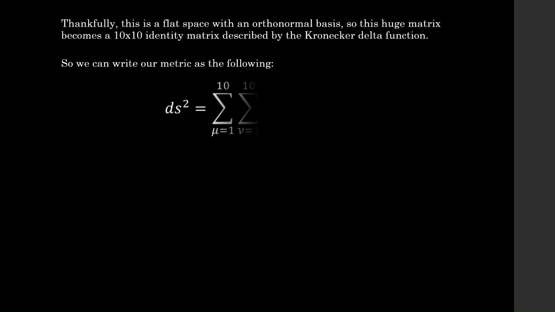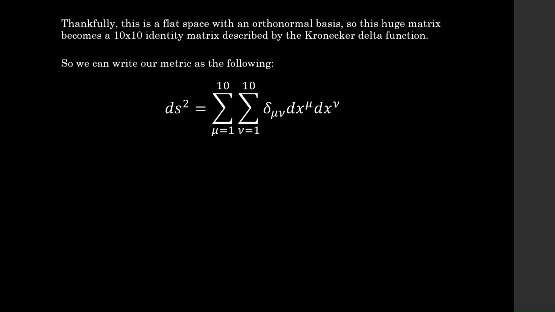So since this is a flat space with an orthonormal basis, as I mentioned, this huge matrix becomes a 10 by 10 identity matrix described by the Kronecker delta function. So then we can just write our metric as the following. So all of that information that you saw from both of those examples on the prior slide are given by this simplified equation.